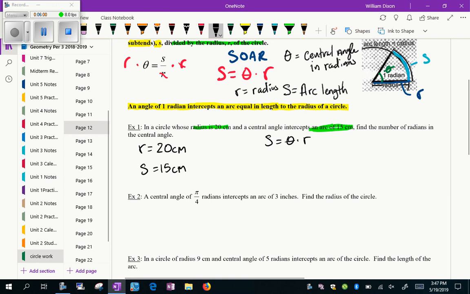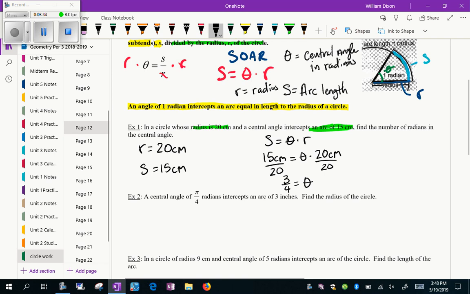All right, now I'm going to fill in. I have 15 centimeters equals theta times the radius of 20 centimeters. I'm all in centimeters, so that's good. So I'm going to divide both sides by 20. And my answer is going to be 3/4. So theta equals 3/4 radians.